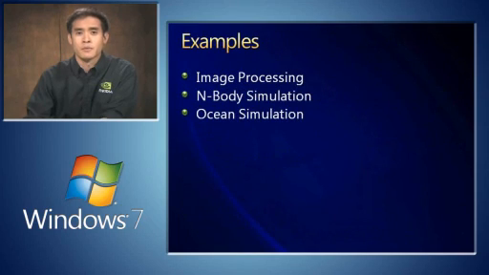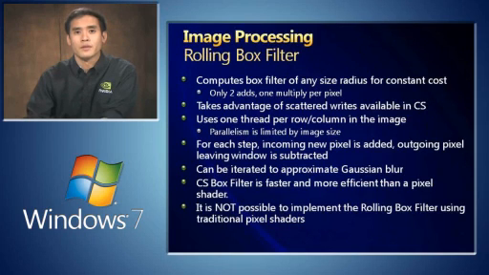Let's look at some examples. Let's start with an image processing example. In our image processing example, we're going to look at a rolling box filter. Our rolling box filter is going to compute a box filter of any size radius for constant cost. As we'll see, it only requires 2 adds and 1 multiply per pixel.